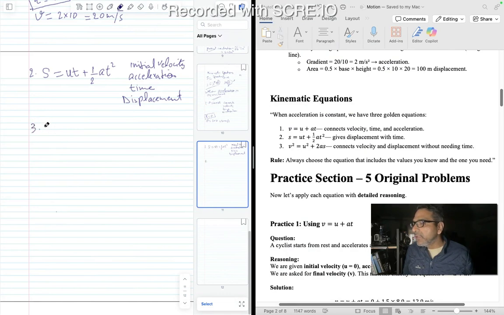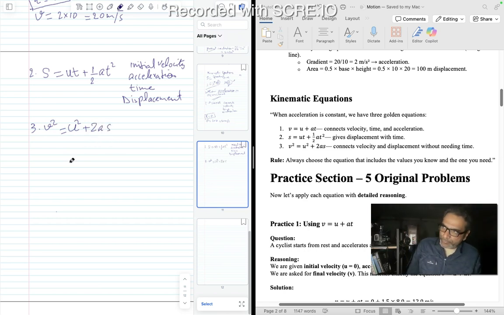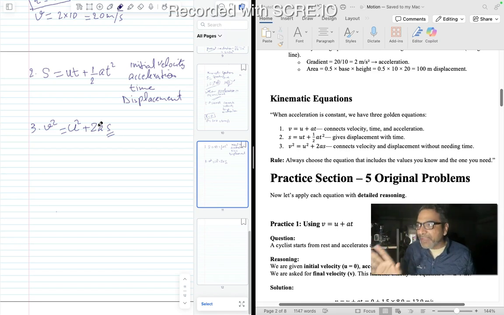Now the third one is v square is equal to u square plus 2as. Which term is missing here? No, displacement is here. Time, correct. So if we do not know how much time it takes to get from A to B, but the distance or the displacement is given, we are still able to calculate if the acceleration or the final or the initial velocity has been given.